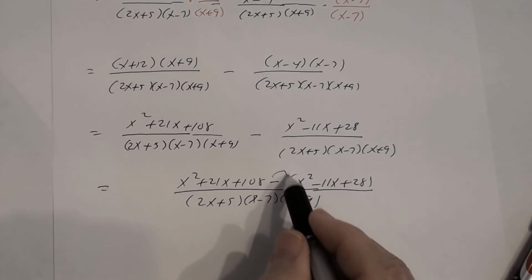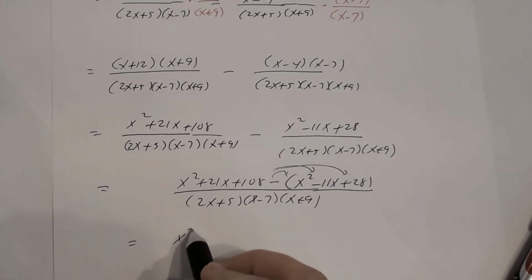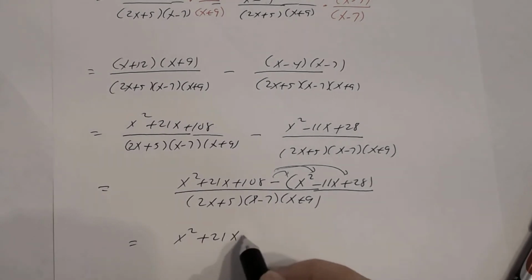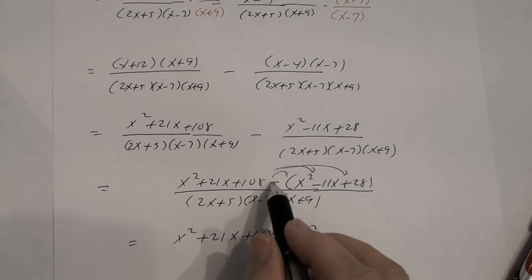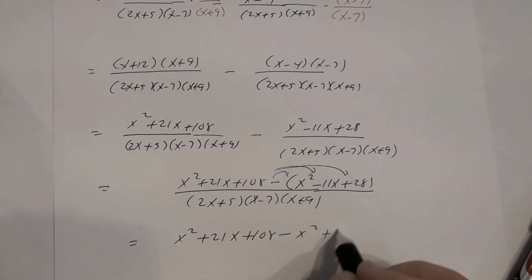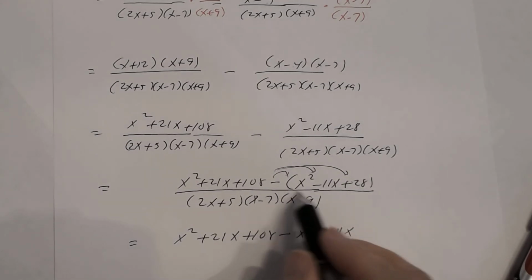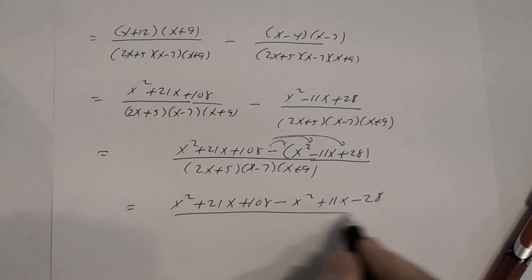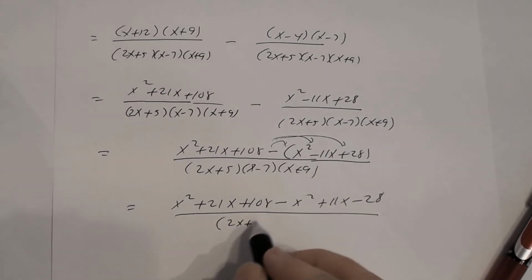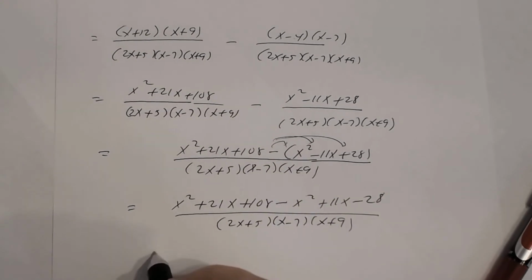Okay, now let's get rid of the parentheses. So we're going to add the opposite. So I get x squared plus 21x plus 108 minus x squared. The opposite of a negative 11x is a positive 11x. And the opposite of a positive 28 is a negative 28. All divided by the LCD. Okay, just like that. Now combine like terms.